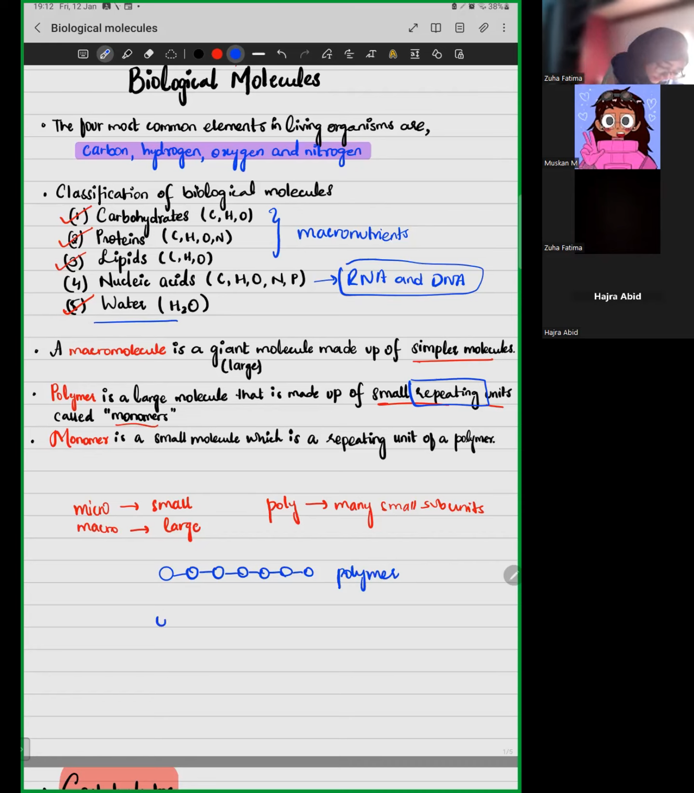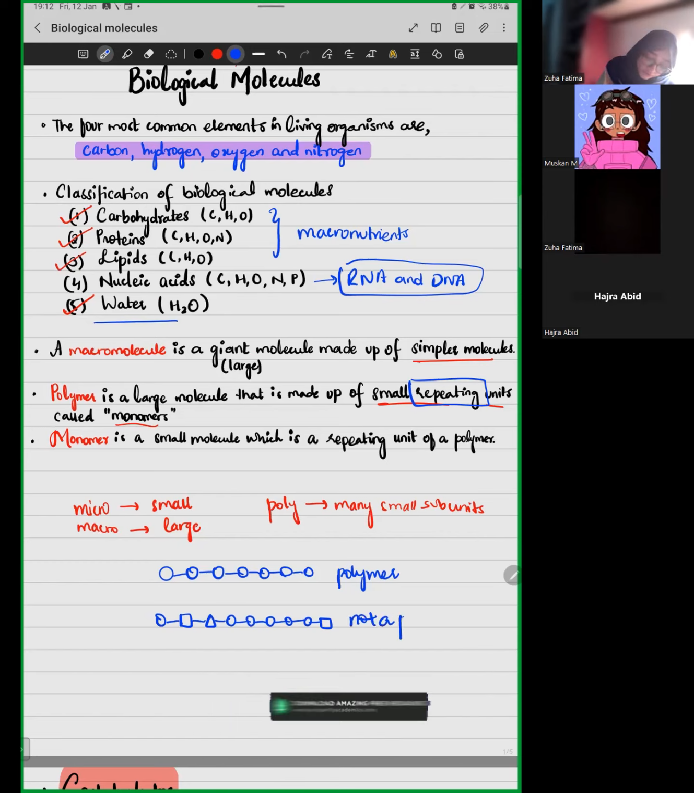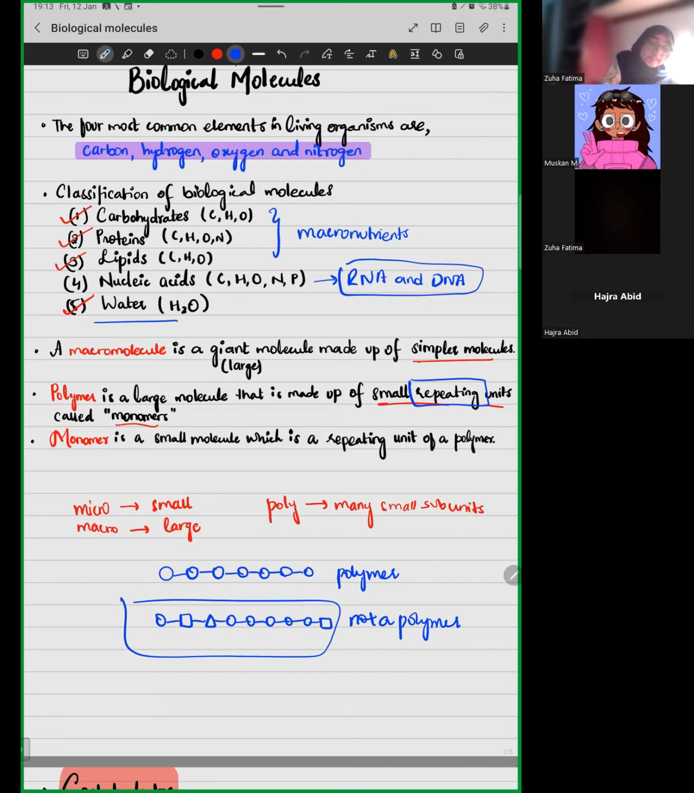Now, let me draw something else. Now tell me, is this a polymer or is it not a polymer? What do you guys think? Is it a polymer or is it not a polymer? Correct. So this is not a polymer. And why is this not a polymer? Because there are no repeating units. Is it a macromolecule? Yes, it is a macromolecule. Why? Because it is a large molecule made up of simpler molecules.